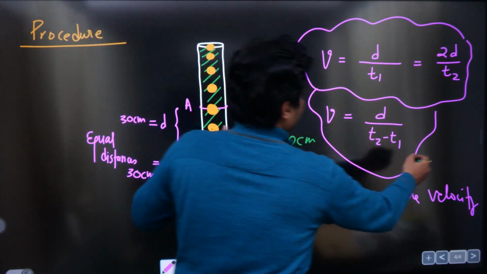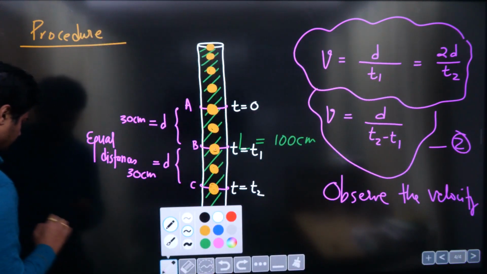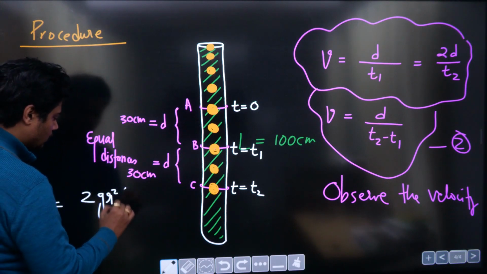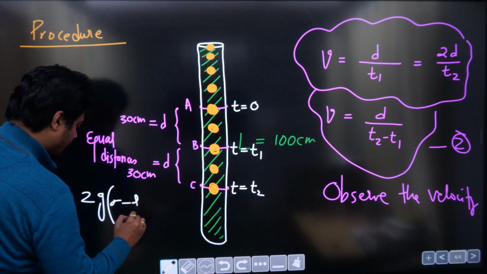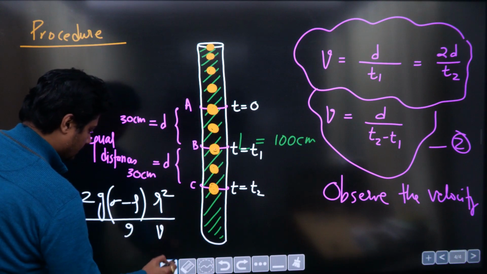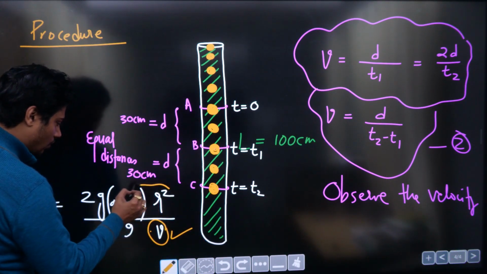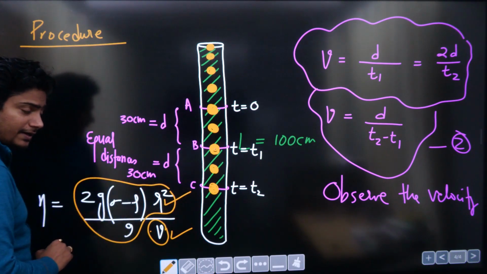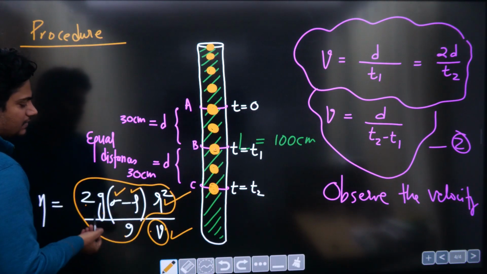Now put these values of v into your formula, which, if you can recall, was eta equal to 2g (sigma minus rho) r square by 9v. So you can see now this is the observation, and the rest of the things are given to you or known to you. This r must be given, the radius of the sphere, the densities must be given, and 2 and 9 and g are just values.